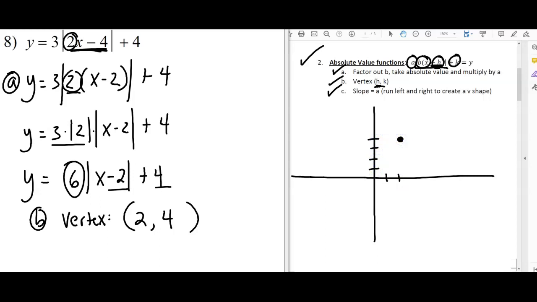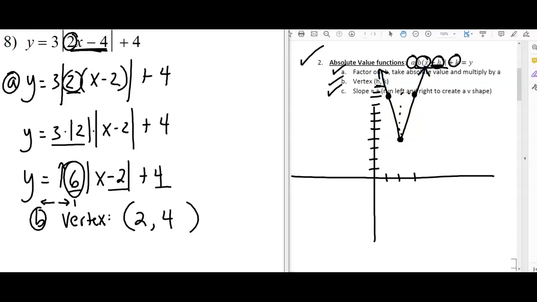And then I'm going to use my slope. This is like 6 over 1. So I'm going to rise 6 and run 1. But when I run 1, I'm going to go to the right and the left. And as a result, that's going to give me a V shape. So I'm going to rise 6, and then I'm going to run 1. So up 6, over 1 and put a dot. Rise 6 and run the other way and put a dot. And then you've got your V shape. And that's how you graph an absolute value function.